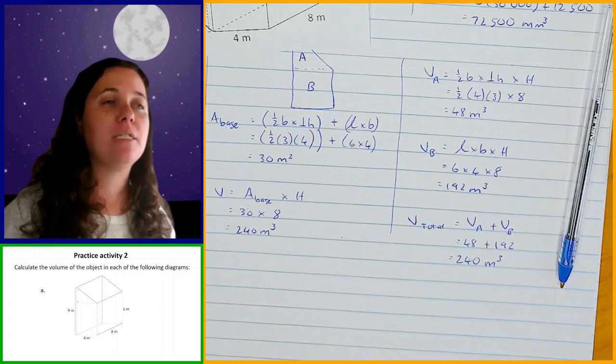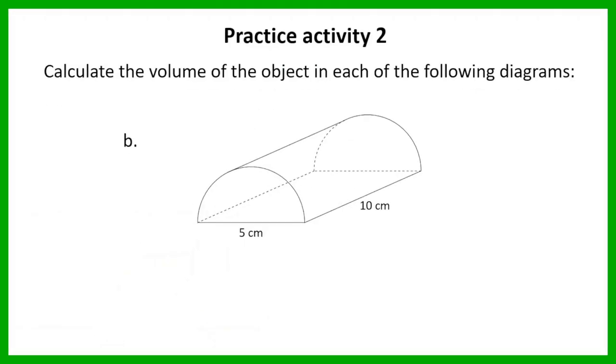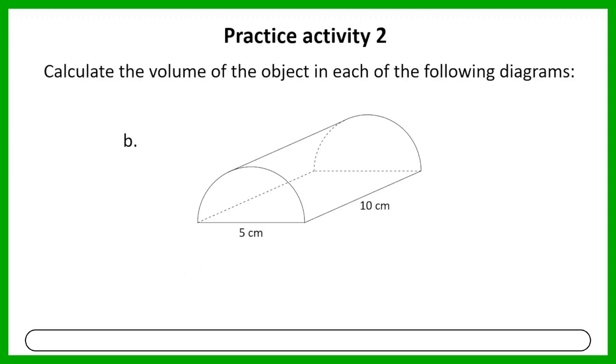And then the last example for today is this one over here. Here you have got a half circle, okay? And you've got a prism that's been made out of this half circle. You need to work out the volume of this. So I'm going to give you 2 minutes for this one as well.